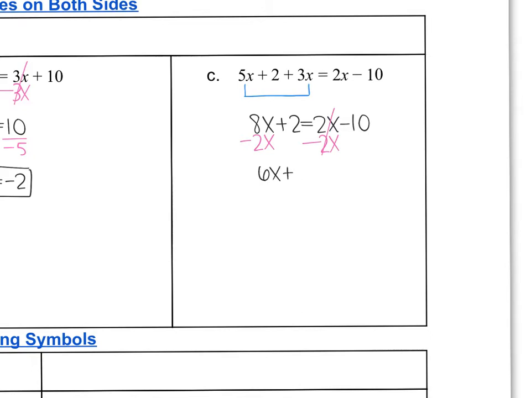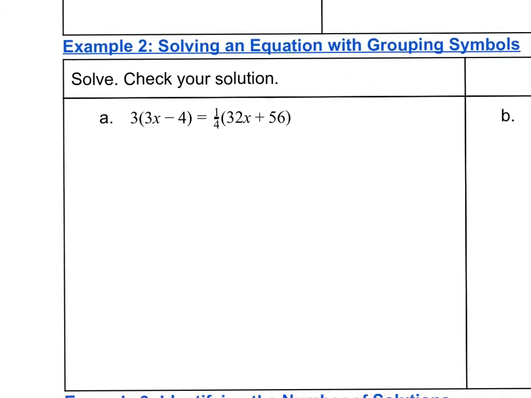So I have 6x plus 2 equals negative 10. And then I'll go ahead and solve that. I'll solve that by subtracting 2 on both sides. I'll get 6x equals negative 12. And then I'll divide by 6 on both sides, and I'll get x equals negative 2. So again, we have to combine like terms, then we can move the smaller variable. We also may have to deal with grouping symbols or parentheses. So let's take a look at that in example 2.